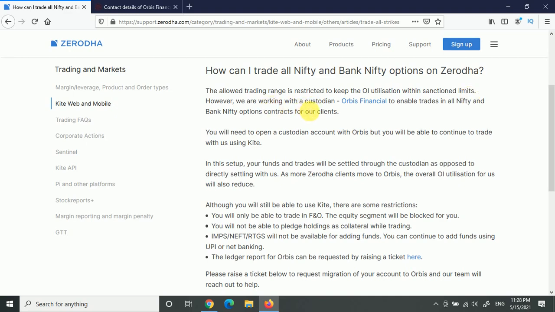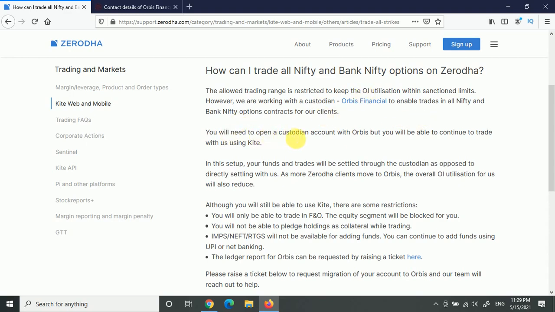However, we are working with a custodian, Orbis Finance, to enable trade in all Nifty and Bank Nifty option contracts for our clients. So what will happen, you will have to raise a request where you will change your custodian. Now your custodian is Zerodha and your account is also with Zerodha. So now you will change your custodian so you can take the benefit.